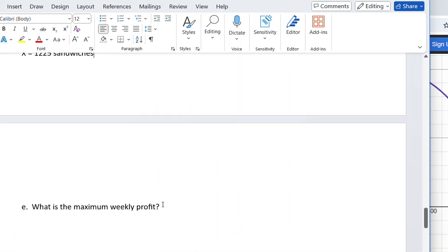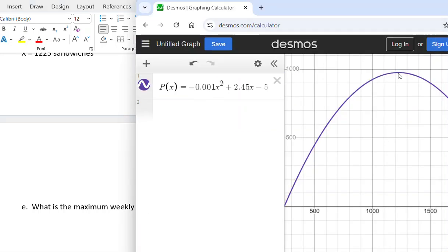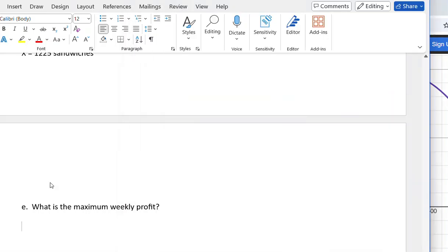And question E is, what is the maximum weekly profit? So the maximum weekly profit is the dollar amount there, which is the y-coordinate. Just like in econ class, when we're dealing with these problems, we have dollar amounts on the y-axis and we have number of products on the x-axis. So 975, we're going to round to two digits after the decimal point because we're dealing with money, $975.63.